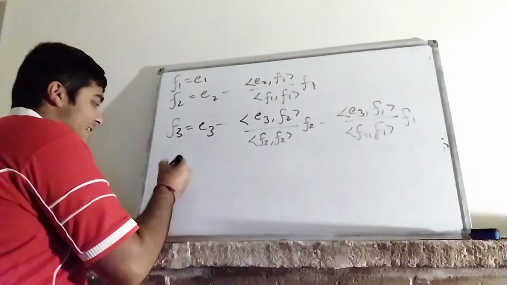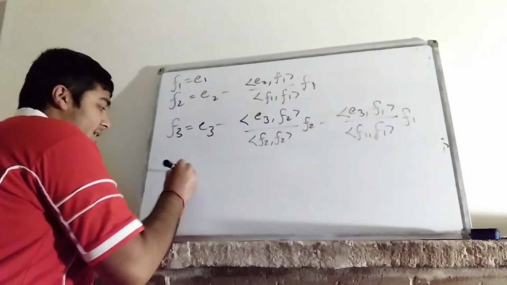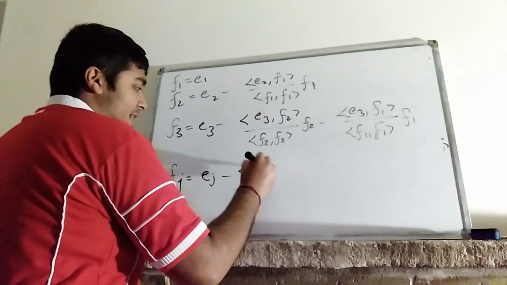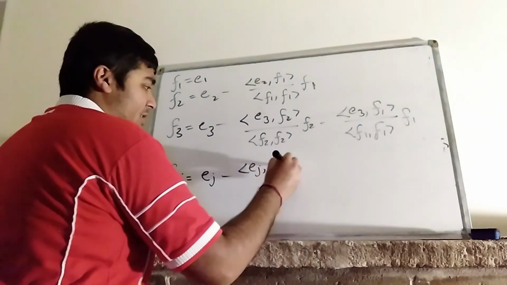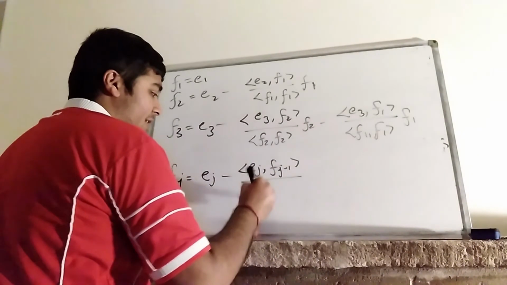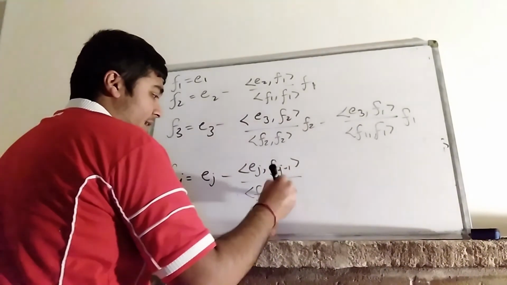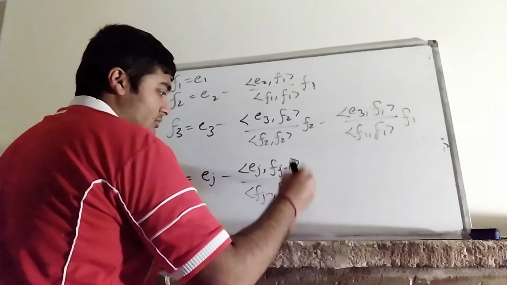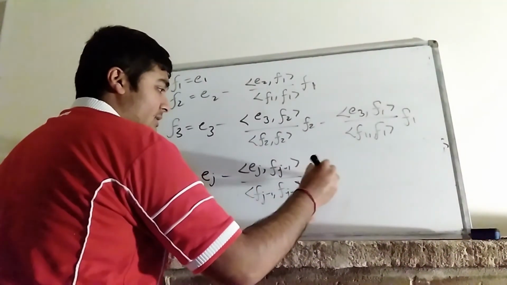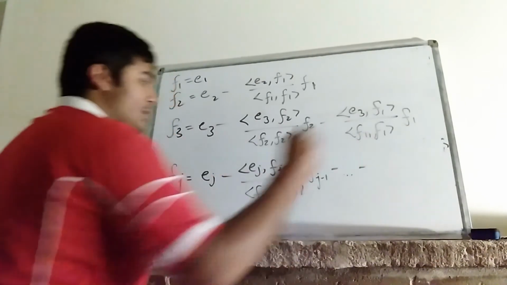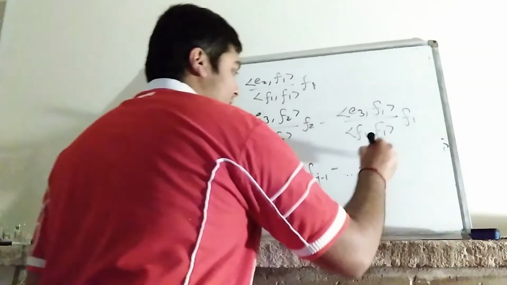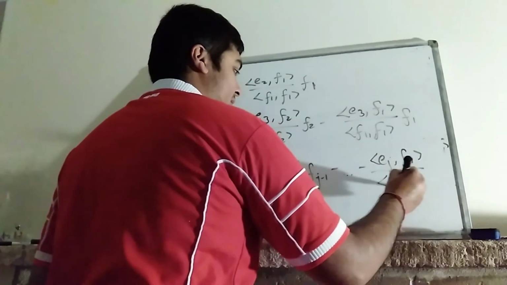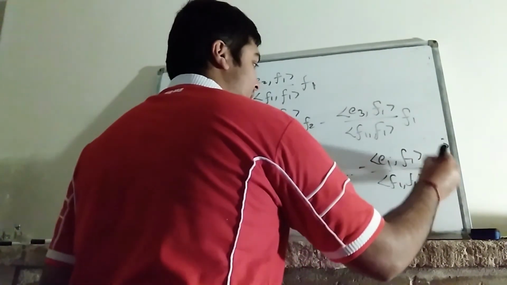We write, in fact, Fj is going to equal Ej minus ⟨Ej, Fj−1⟩ over ⟨Fj−1, Fj−1⟩ times Fj−1, and then minus dot dot dot, and you keep going all the way down to your bottom vector, so it's ⟨Ej, F1⟩ over ⟨F1, F1⟩ times F1.